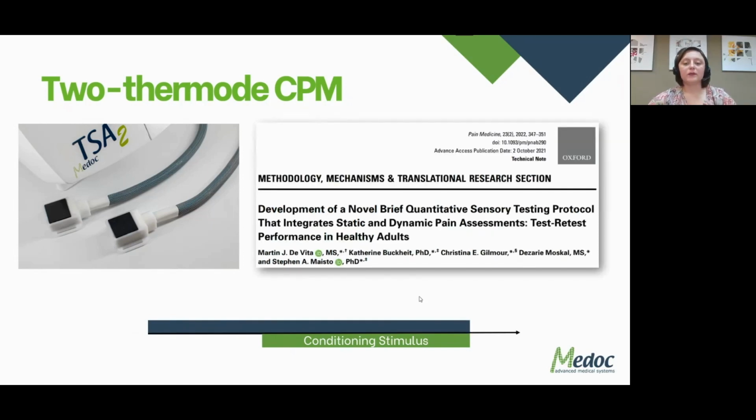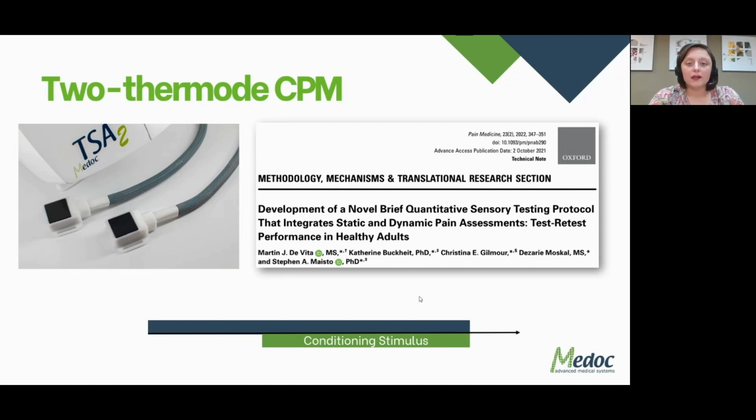Another example, and this is also a very nice paper demonstrating the whole protocol for standard and dynamic QST. They aimed for a briefer protocol, allowing all these tests to be implemented in research and clinic with less time needed. And they assessed the test-retest reliability of this protocol, and they used their Qsens CPM device for QST, for temporal summation, and for CPM.